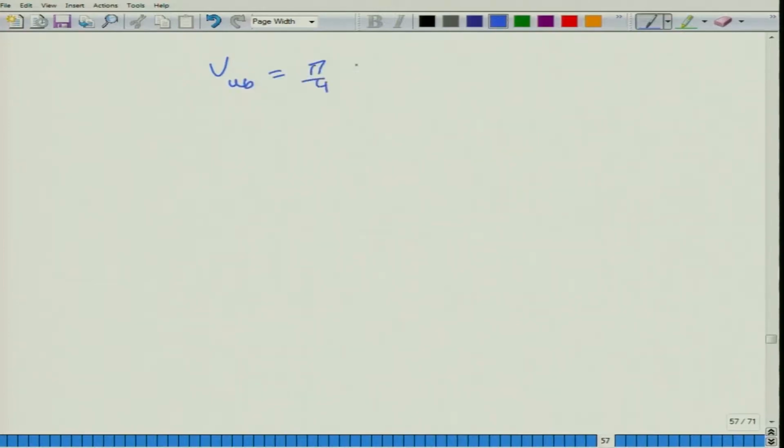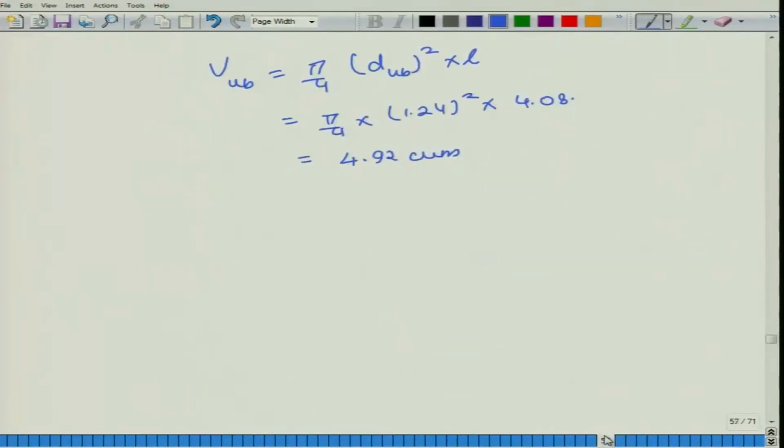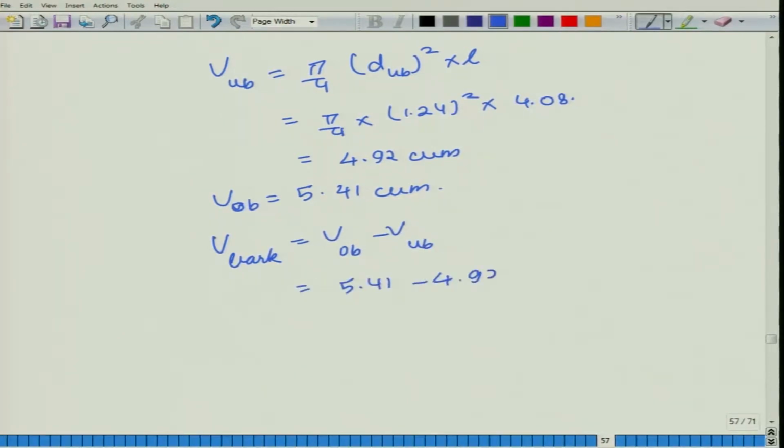It is pi by 4 d under bark square into the length. So, it is pi by 4 into 1.24 meters square into 4.08 meters. So, this comes to 4.92 cubic meter. We found out the volume over bark is 5.41 cubic meter. So, the volume of bark is the volume over bark minus the volume under bark, 5.41 minus 4.92, is 0.49 cubic meter.